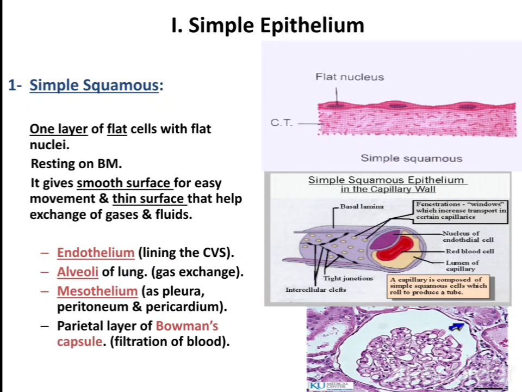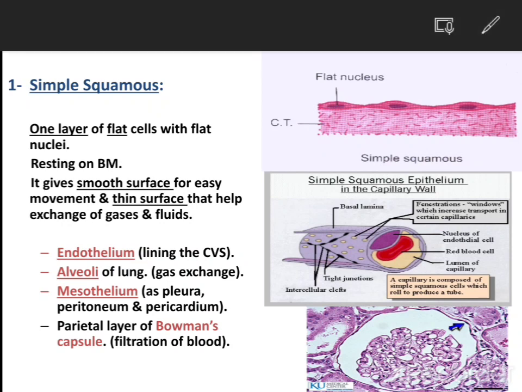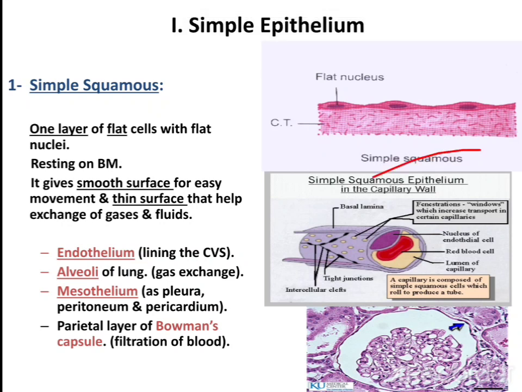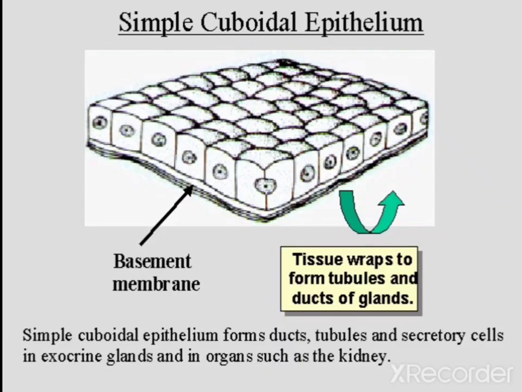And for the diagram you have to draw this pink colored diagram. This is the handmade diagram for the simple squamous epithelium. You have to draw these kind of cells which are very flat, and the flat nucleus is found in these cells. This is simple squamous epithelium. Then next is simple cuboidal epithelium.